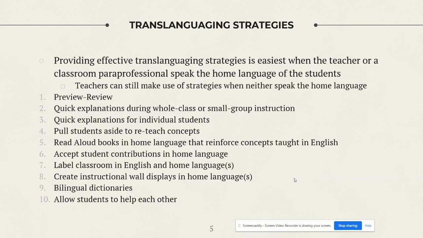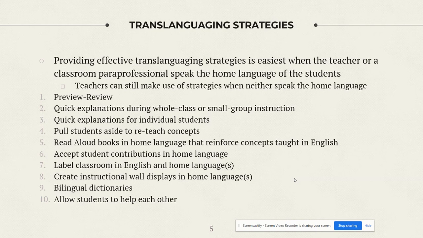So we talked about some of these strategies last week, but just to reiterate this, we know that providing effective translanguaging strategies is easiest when the teacher or a classroom paraprofessional, maybe an ESL teacher or ELD teacher, speaks the home language of the students, but that's not the end all be all. And so last week I really tried to stress that even if you don't speak the home language, there are still ways to allow students to discuss and use their home language to better support their understanding.